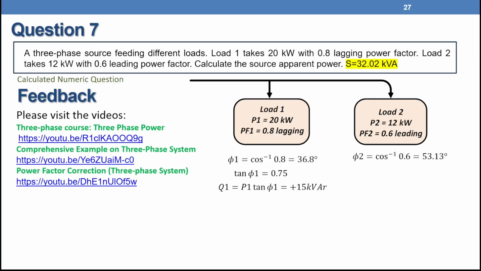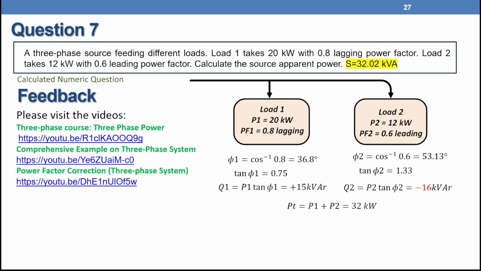Regarding load 2, phi 2 equals cosine inverse 0.6, 53.13. So tan phi 2 equals 1.33 or 4 over 3. So Q2 equals P tan phi 2, minus 16 kilovar. So why is it minus? Because that one is a leading power factor.